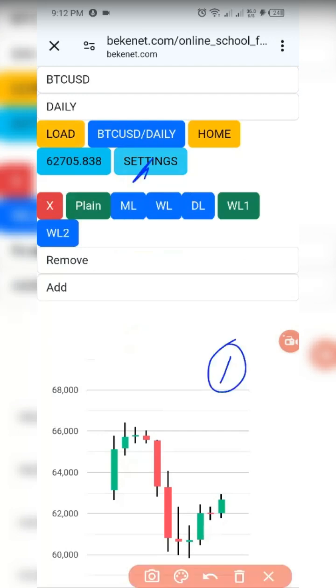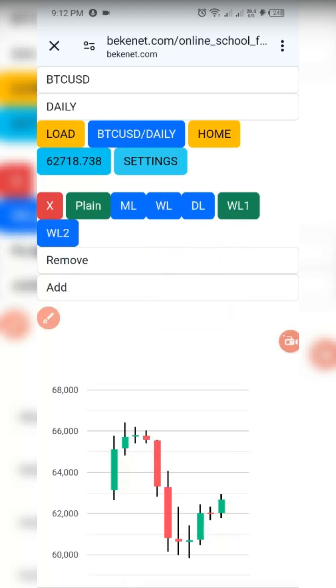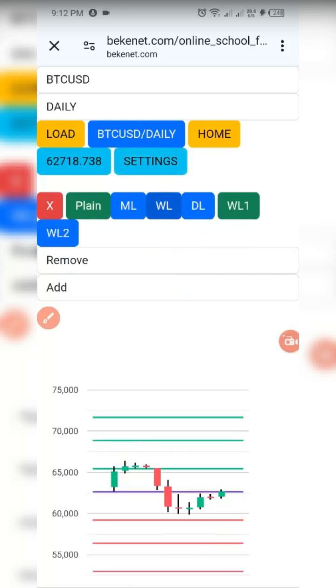Click on WL, which is the weekly key level. We normally use the weekly key level to check what is happening for the whole week. You can use your daily, you can use your previous, but I prefer you guys stick to the WL, which is the weekly key level. So I'm going to click on this WL, and it's going to plot a line for me.